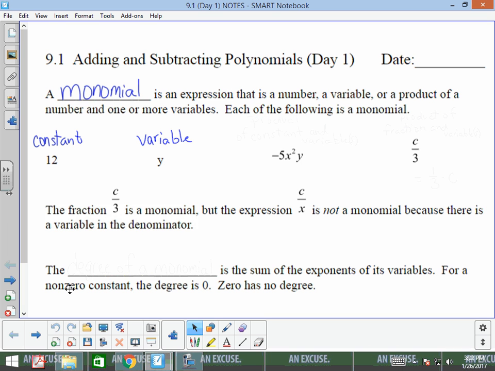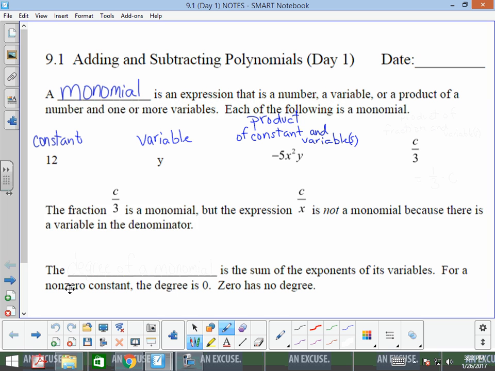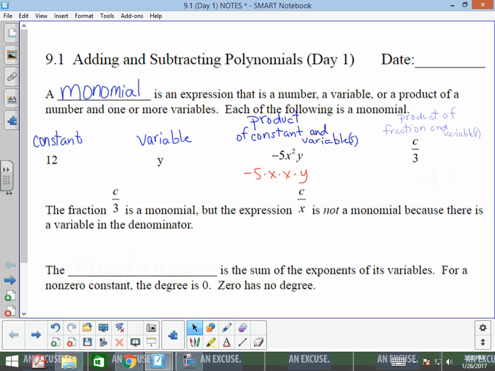Negative 5x squared y is the product of a constant and variables. We have negative 5, and then it's times x times y. That's the expanded version of that. On the next one, this is the product of a fraction and a variable. Now I know it doesn't look like the product, but it actually is. It's actually 1/3 times c. So all of these are considered monomials.